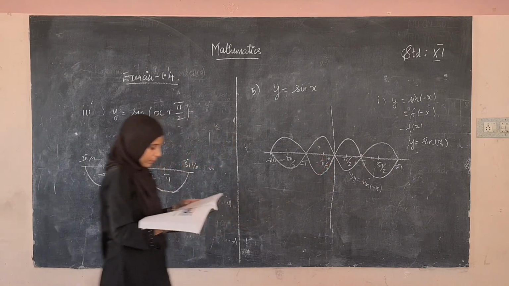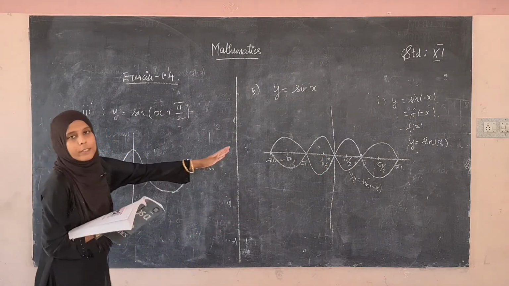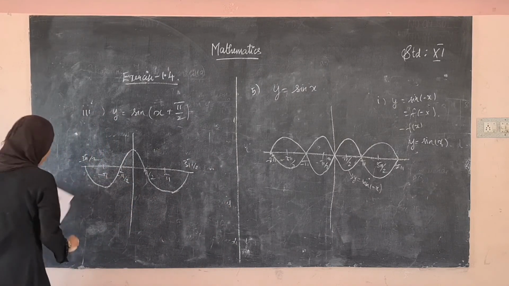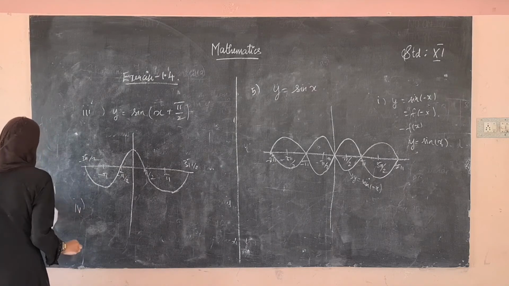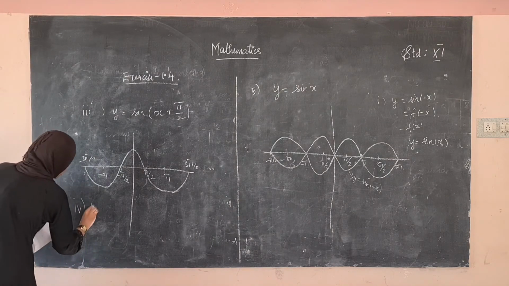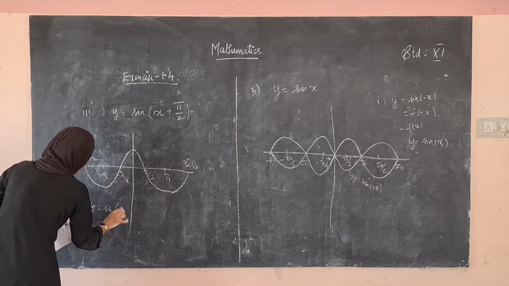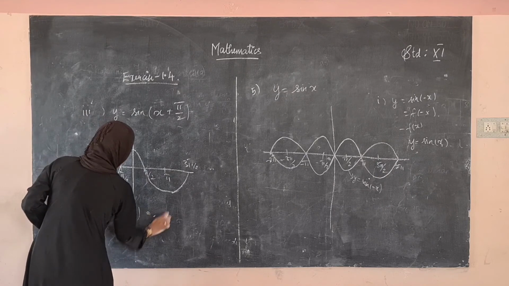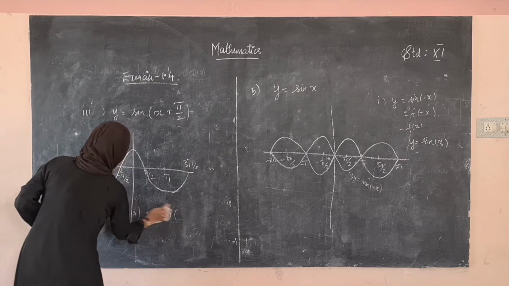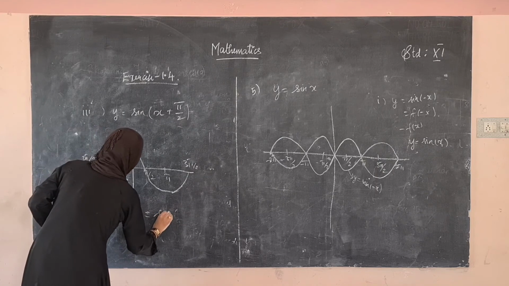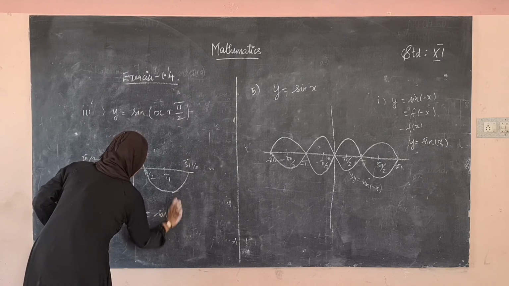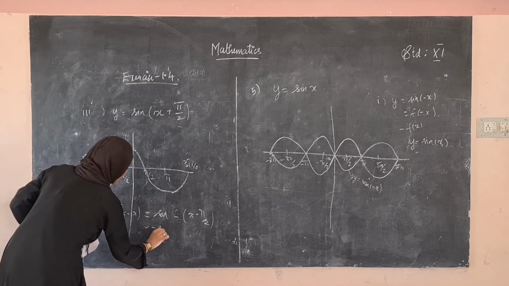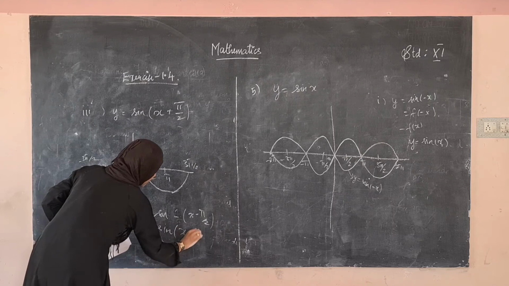What is the shift? To the left it is minus pi by 2, so at minus pi by 2 the value will be 0. Okay, and then the fourth subdivision is y is equal to sine of (pi by 2 minus x). So what is sine of (pi by 2 minus x)? This can be written as sine of minus (x minus pi by 2). So this can be written as minus sine of (x minus pi by 2).